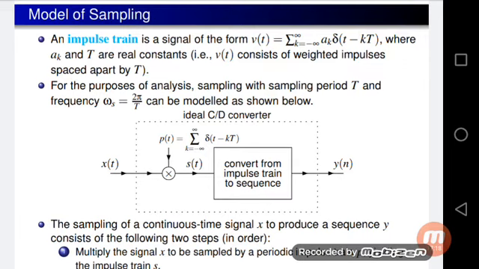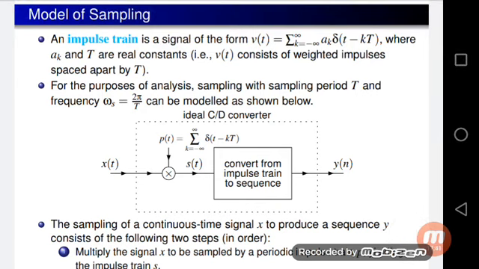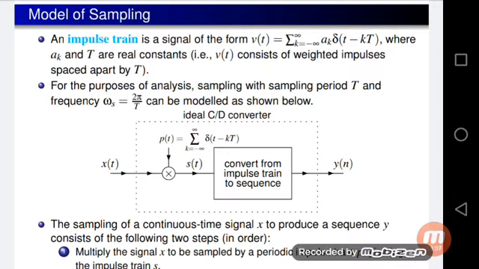Model of sampling. An impulse train is a signal of the form v of t equal to summation of k equal to minus infinity to infinity of a_k delta of t minus kT, where a_k and T are real constants, weighted impulses spaced apart by T. So, an impulse train is a signal of the form.